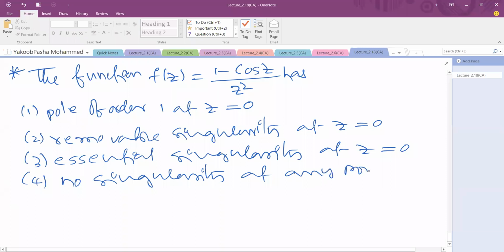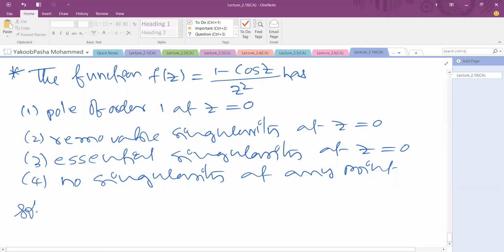Okay, no singularity at any point is not possible because there is a term in the denominator. It is option 3. Okay, we'll see that. See, option 2, sir.